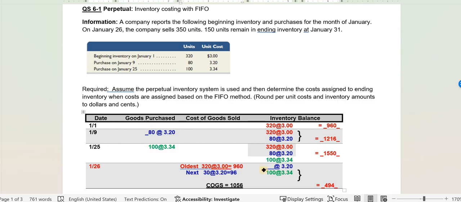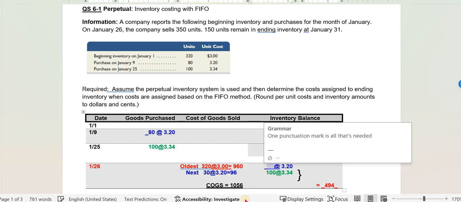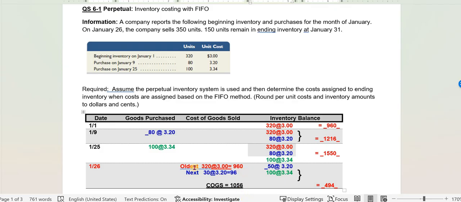What's left out of that 80? There's 50 of those rascals left in inventory. So I've used up my oldest red layer. I've taken 30 out of the 80 in the blue layer, the next oldest, and my newest layer is still available. What's my cost of goods sold? Well, 960 plus 96 is $1,056 in cost of goods sold. What's my ending inventory? Well, I got 50 units at $3.20 and 100 units at $3.34, and that's $494. Okay, that's using the FIFO method.